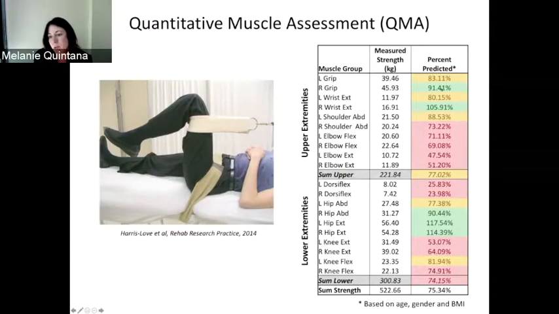And so you can see for this individual, they're performing quite well on grip and wrist extension, a little bit worse on elbow flexion and elbow extension, and then not very well, almost a quarter of the expected percent strength that a normal healthy person would have for their ankle dorsiflexion, and for their knee extension also progressed quite a bit at this point in time. So this is what the data based on QMA actually looks like for an individual.